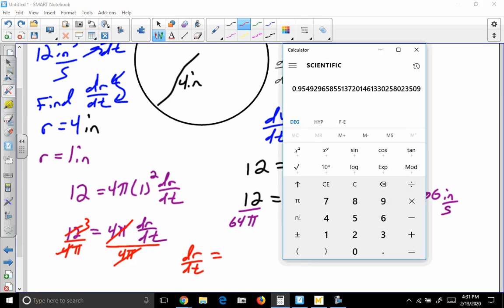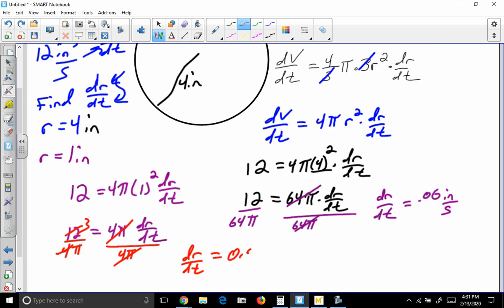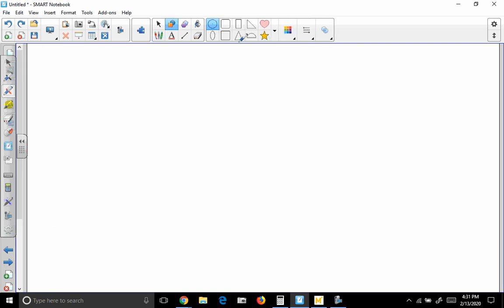So about 0.95 inches per second. So when the balloon is small, the radius is growing fairly quickly, almost an inch per second. But as it gets bigger, notice the rate at which it's increasing is significantly slower, less than 1/10 of an inch per second.